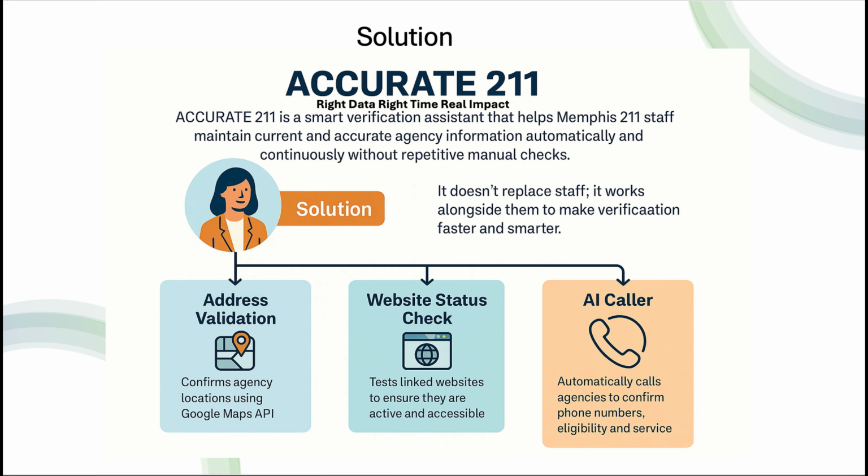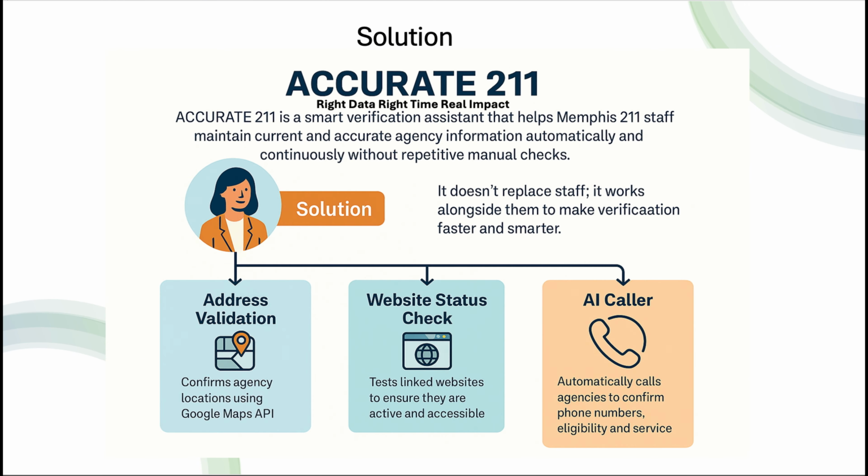And this is our proposed solution, Accurate 211. This is basically a smart verification assistant that helps Memphis 211 staff maintain correct and accurate agency information automatically and continuously. The first would be address validation, which happens through a Google Maps API. The second would be a website status check, which tests if the website is active or forbidden to make sure the agency is running well.